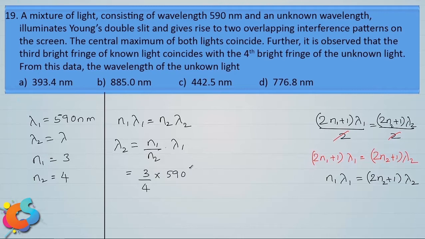590 is slightly less than 600. Therefore, you can approximately write it as 600 by 4, which is approximately 150. Therefore, this should be less than 150 into 3. So 150 into 3 is 450. Therefore, this answer should be slightly less than 450. I think there is only one option which is very close to 450, that is 442.5 nanometer. That is your option C. Therefore, option C is the correct answer. 442.5 nanometer is the wavelength of unknown light.